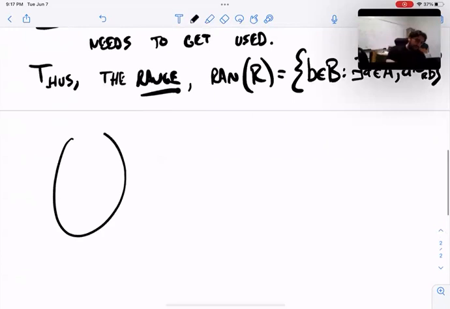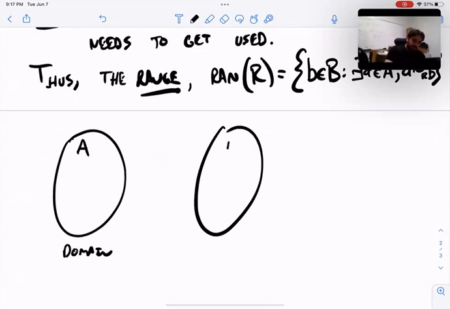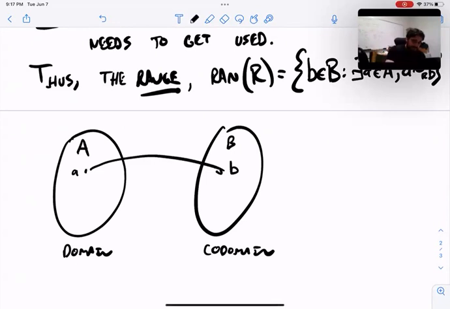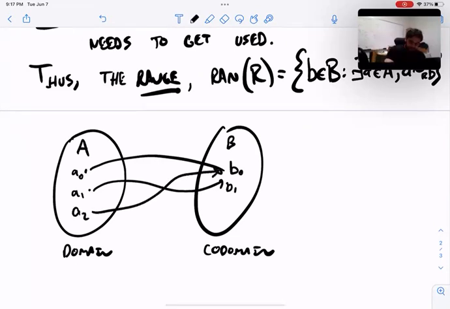So you can imagine it this way. A is the domain, and B is the codomain. And then all these A's get mapped to B's. So this A gets mapped to a B. Maybe A0 gets mapped to B0, A1 gets mapped to some B1. Maybe A2 also gets mapped to B0. I never said two inputs couldn't get mapped to the same output. It's that one input can't get mapped to two different outputs.